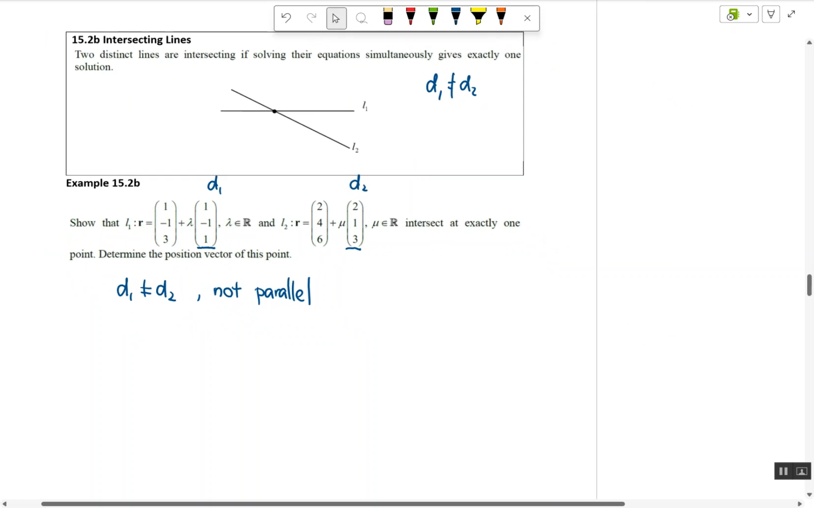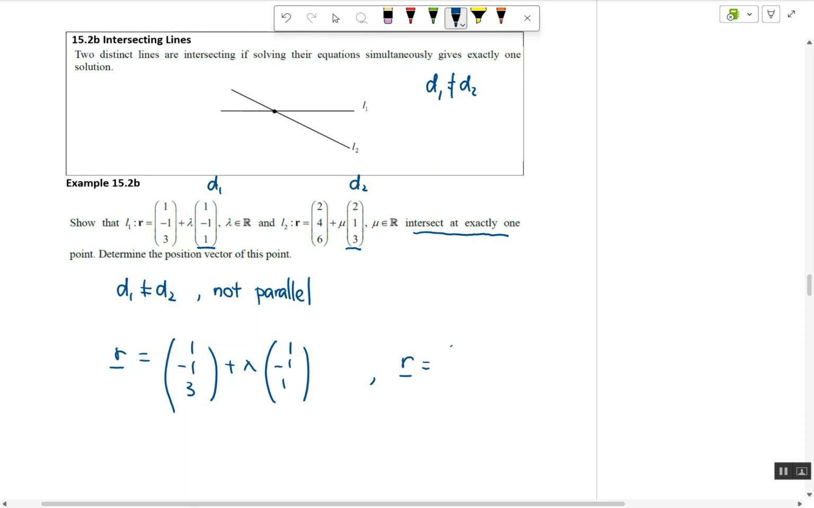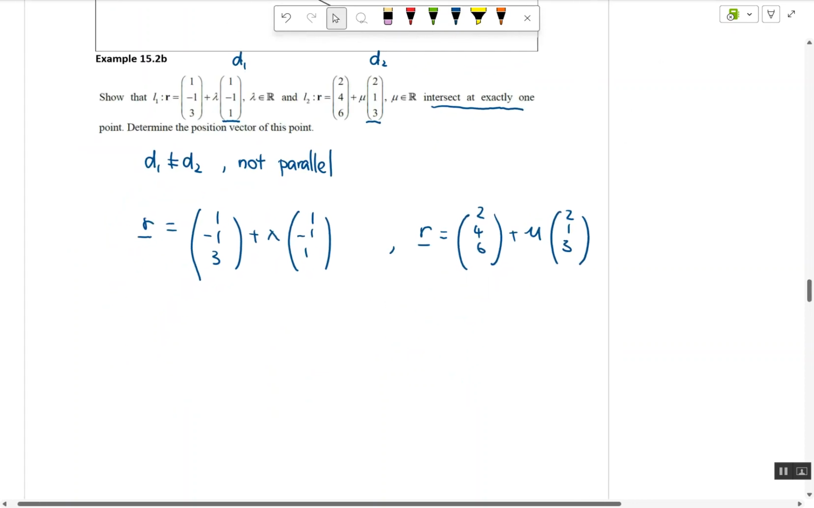So how to see whether they intersect, or the question shows that it intersects at exactly one point. The first one is r equals (1, -1, 3) plus lambda (1, -1, 1). The other line is r equals (2, 4, 6) plus mu times (2, 1, 3). So you see this is r and this is r.